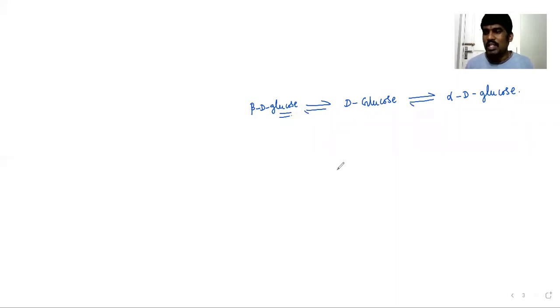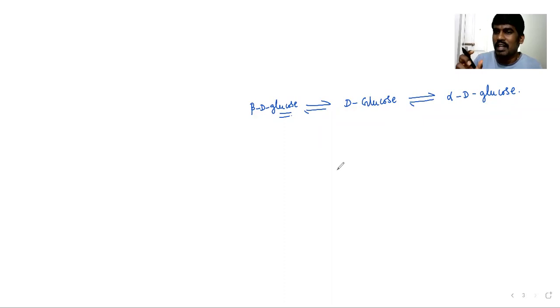So how do you get it actually? A sample of glucose obtained by recrystallization from ethanol, that form is nothing but the alpha form. Suppose it is recrystallized from pyridine solution, that form is nothing but beta D-glucose. These are the two forms we have: one is alpha D-glucose and another one is beta D-glucose.